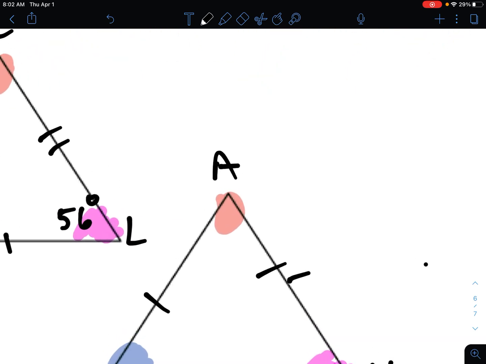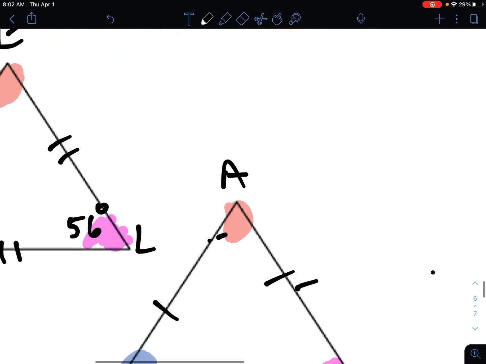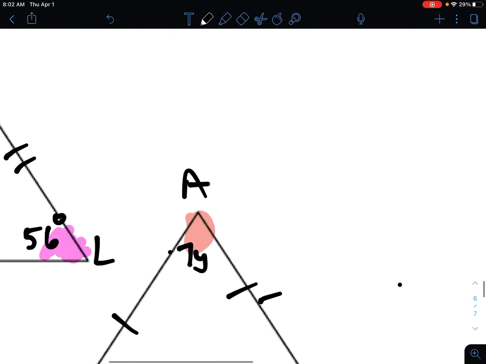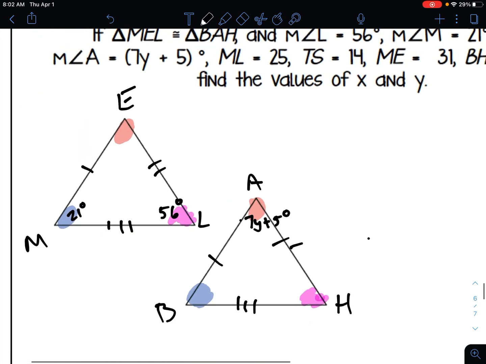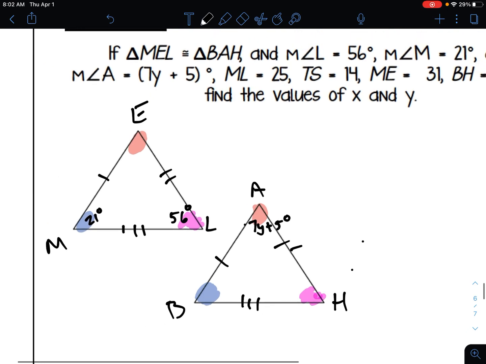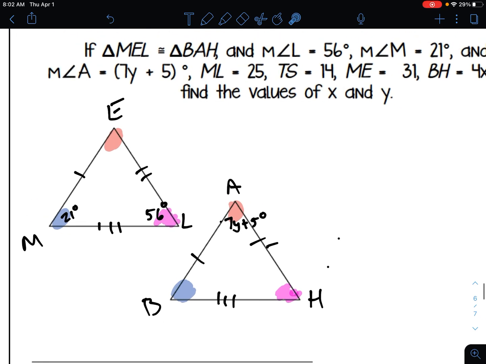They don't give me 21 degrees. They give me A is 7y plus 5. Can you see what we're going to have to do first? Because the one with y matches up with the one with nothing. Can anyone figure out what we need to do to solve for y here before we move on?